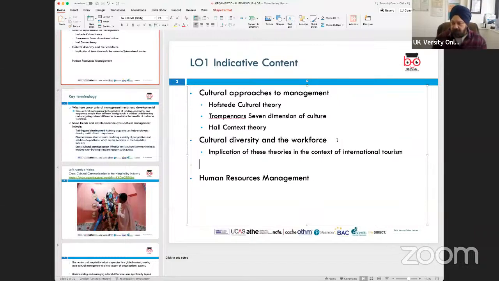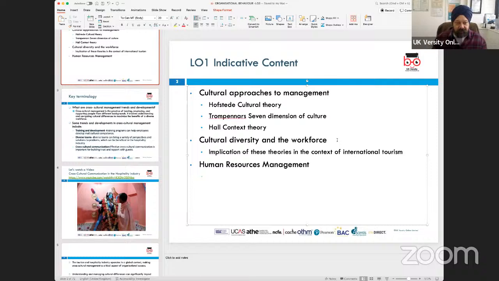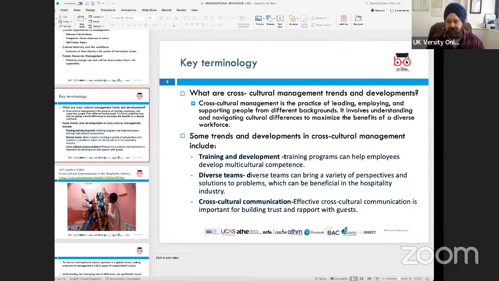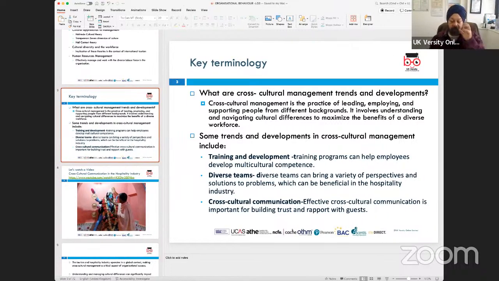And then last but not the least, what we want to be able to do is how do we effectively manage, and I would put it this way, effectively manage and work with the diverse labor force in the organization. So these are the three aspects that we want to understand today, and let's go into one or two classical details of understanding the main context and headline of the learning outcome.